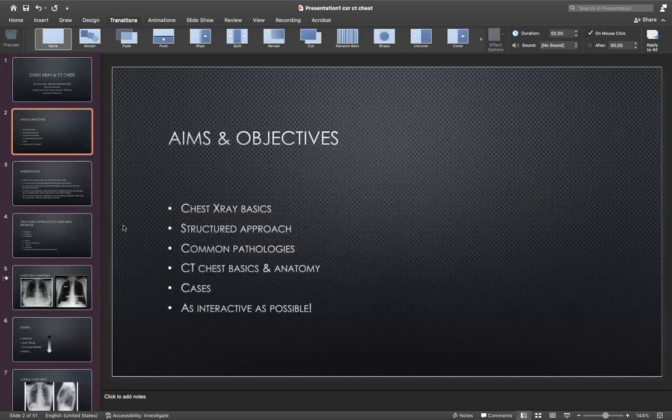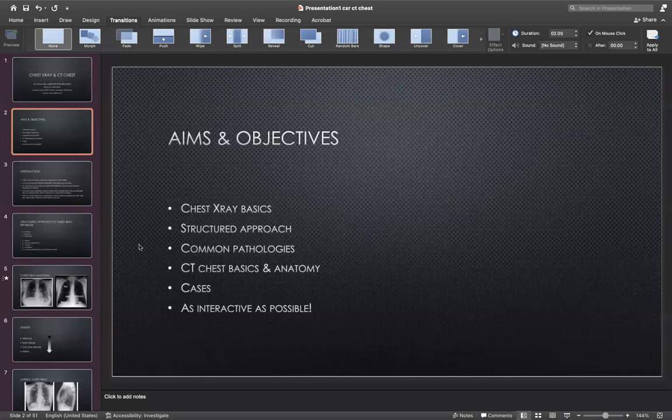So the aims for today, I'm just going to go through chest X-ray basics. There's a lot to go through in chest X-rays, and I've been told I've got about 45 minutes. So I'll try and get through as much as I can, and I'll go through the structured approach that I have with going through a chest X-ray and how I would approach presenting it and going through it to make sure that I don't miss anything.